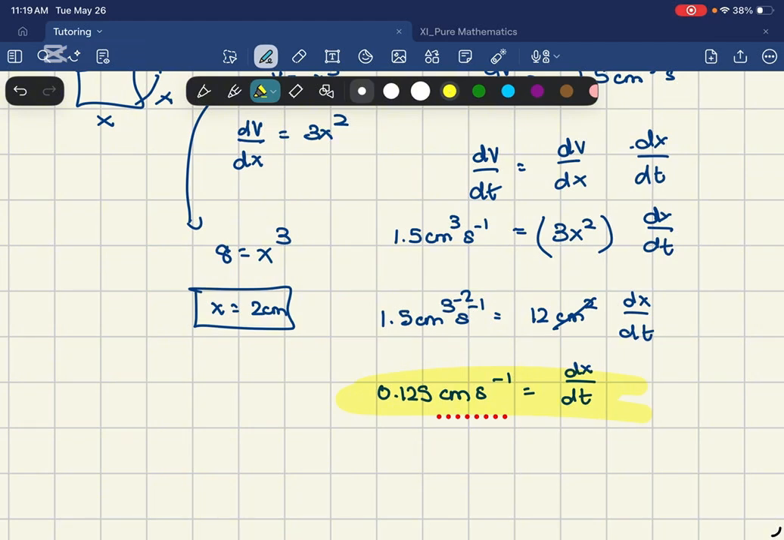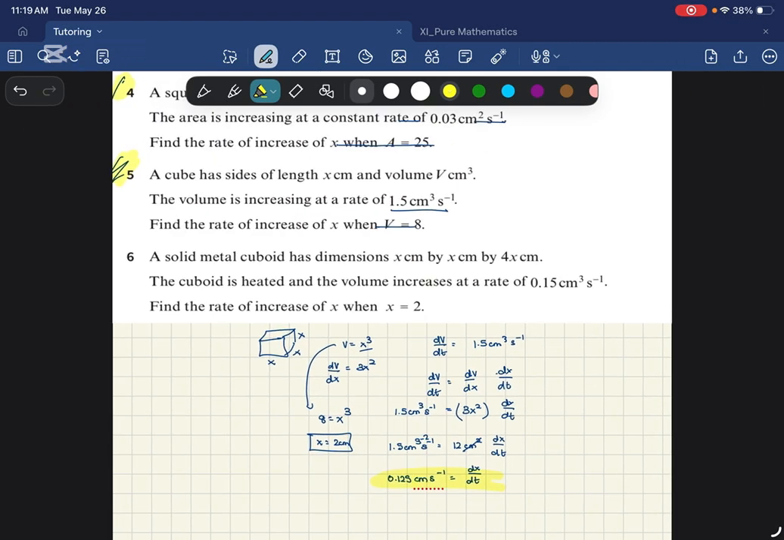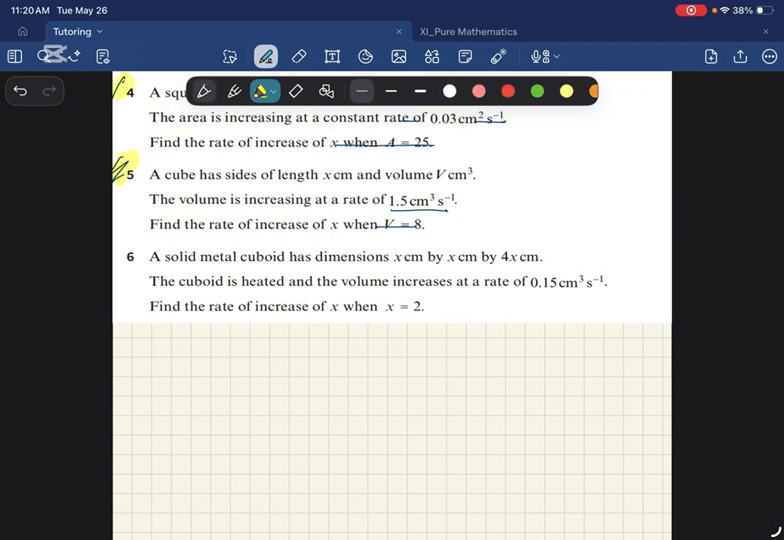Because it asks us to find the rate of increase of x. So dx by dt is just this expression. And we are done with question 5. Almost halfway there. Question 6.